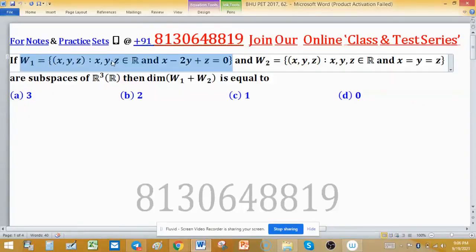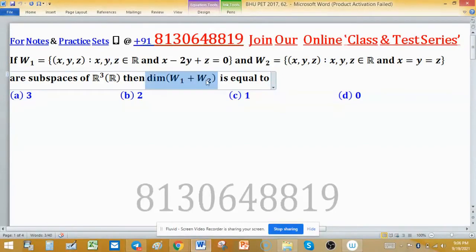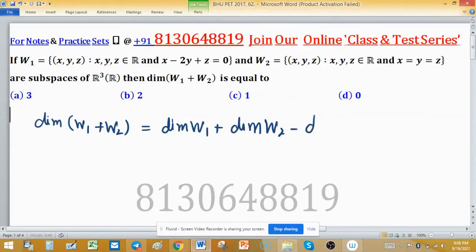If W1 is this set and W1 is a subspace of R3, and W2 is also another subspace of R3, then we have to find the dimension of W1 + W2, meaning the dimension of the sum of two subspaces. To find it, we have the formula: dimension of W1 + W2 is equal to dimension of W1 plus dimension of W2 minus dimension of the intersection of the two subspaces, W1 ∩ W2.